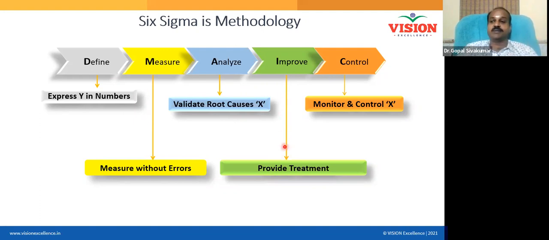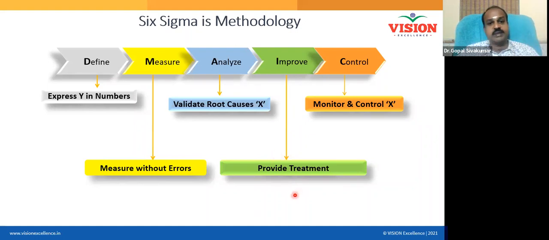Now the problem is solved. Your Y has come to the desired level. We don't want the Y to drop again. Once the patient is given a treatment, he is about to be discharged. Have you seen a doctor giving a lot of advice to the patient? He gives a lot of control measures: how to eat, how to walk, how to speak, how to sleep. Everything the doctor tells. Do you think the patient and the caretaker do not know? But still the doctor will tell everything.